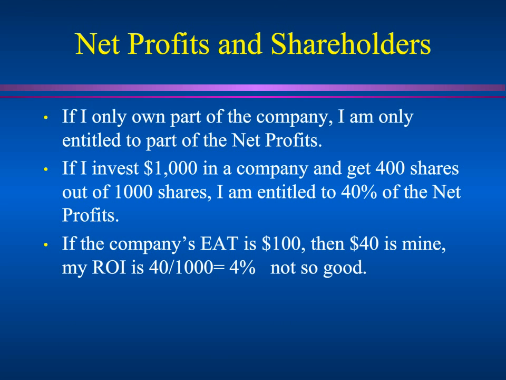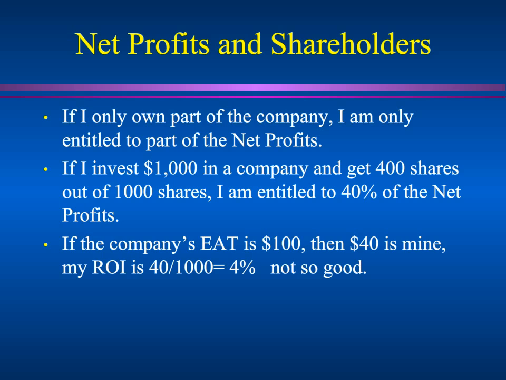Now, as a shareholder, if I only own part of the company, i.e., not the whole company, I've got a few partners, I'm only entitled to part of the net profits. So if I invest $1,000 in a company, I get 400 shares out of the 1,000 shares. I'm entitled to 40% of net profits. I own 40% of the company. So if the earning after taxes is $100, that's their net profit, then theoretically $40 is mine, and my return on my investment would be 40 over 1,000. Remember, I put $1,000 in, and that will be 4%.